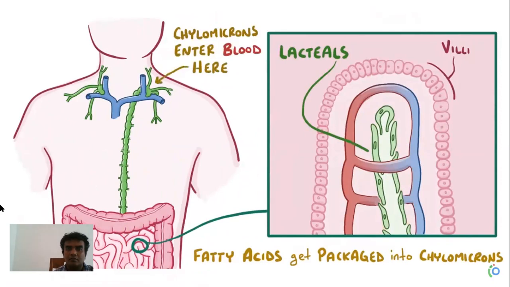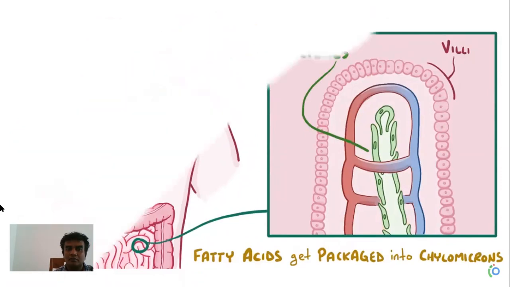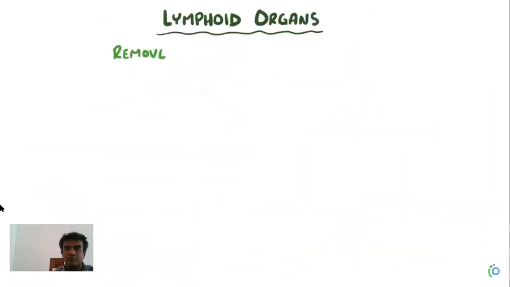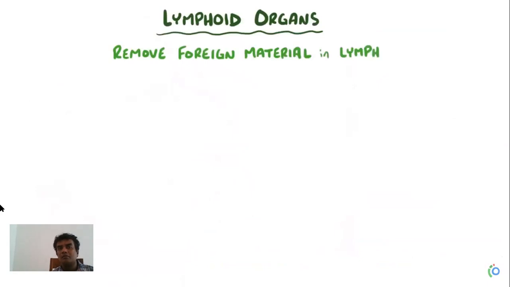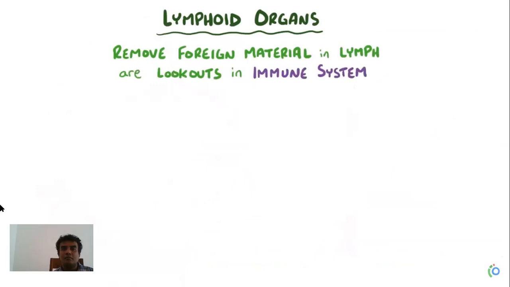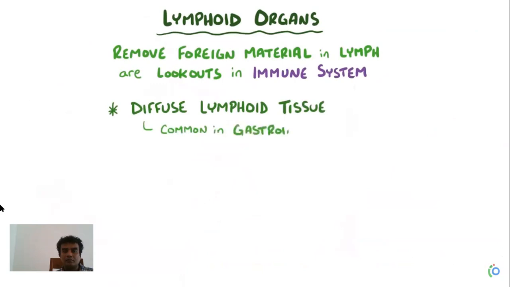Now, the lymphatic system also plays a role in immune function. Lymphoid organs remove foreign material from the lymph to keep it from entering the bloodstream and act as lookout points for the body's immune defenses. Some lymphoid organs are in the form of diffuse lymphoid tissue, where they're just a loose arrangement of lymphoid cells and protein, typically in the lining of the gastrointestinal and respiratory tract.